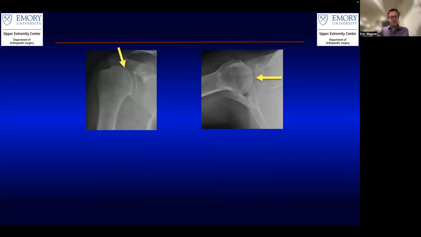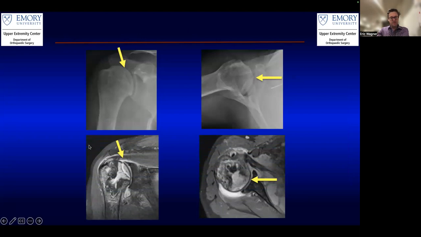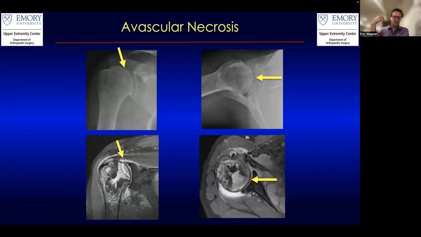This is important. It's very subtle, but you can see this line here, see this line here. And then once again, when you get the MRI, you can see these lines pretty clearly. Once again, this is AVN. It's usually very painful.